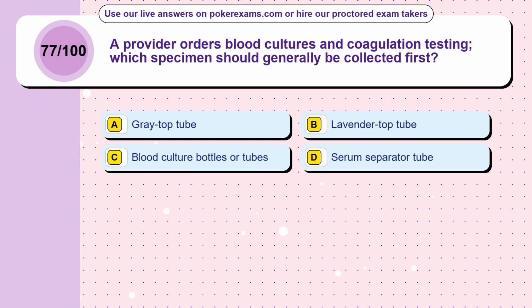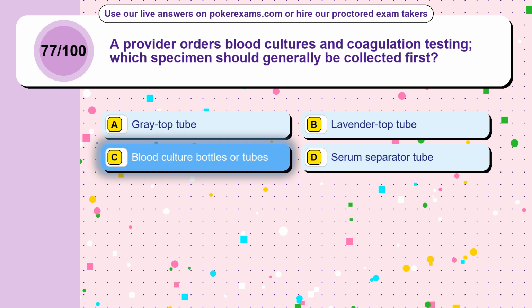Question 77. A provider orders blood cultures and coagulation testing. Which specimen should generally be collected first? Option A, gray top tube. Option B, lavender top tube. Option C, blood culture bottles or tubes. Option D, serum separator tube.